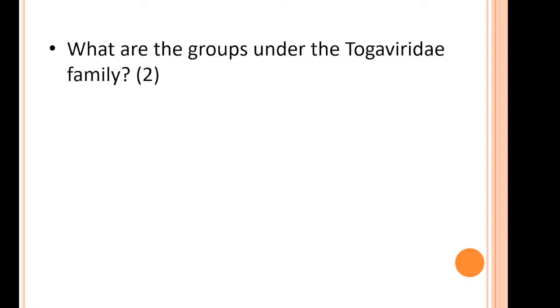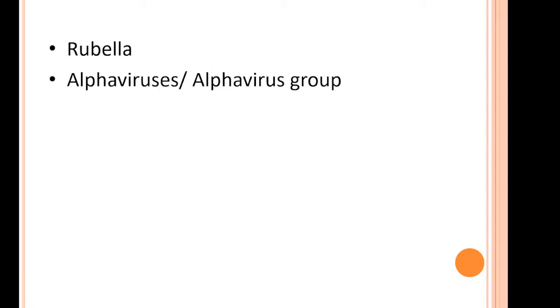Now we're going to move on with togaviruses. Okay, so we have rubella and alphavirus, or the alphavirus group as it's commonly known now. All right. And what else do we have?